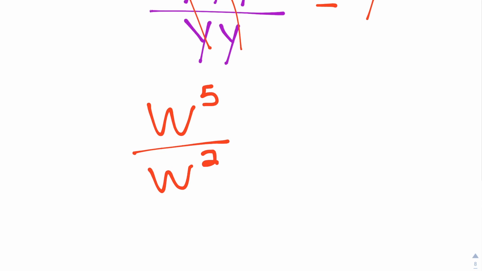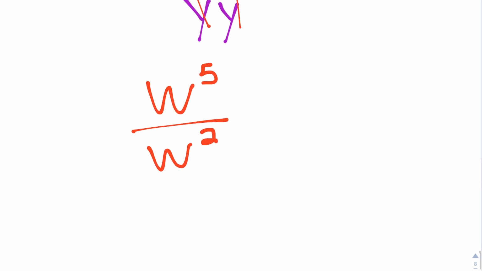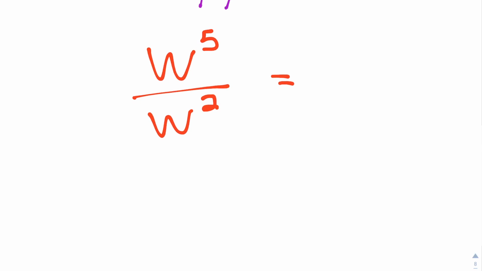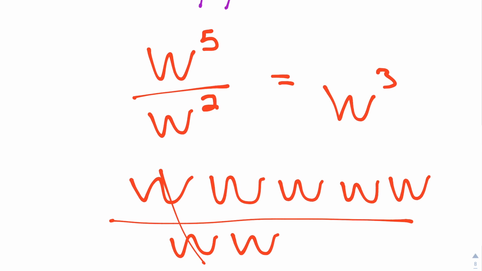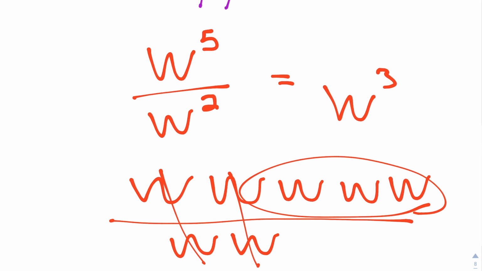Okay, so let's take a look at one more here together. Let's do 5w divided by w to the second power. Now some of you may understand that if I subtract my exponents, I can get this right off the bat. For those of you that are having trouble understanding that, let's draw out 5 w's on the top, 2 on the bottom, cancel out, and I'm left with 3w. Okay, so now you're going to go ahead and practice a few more of these on your own.